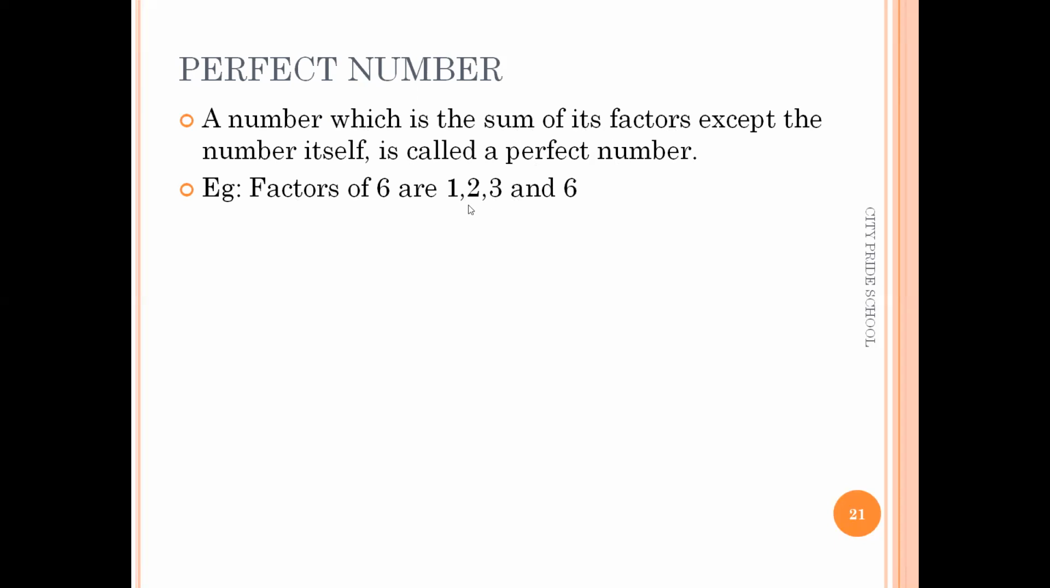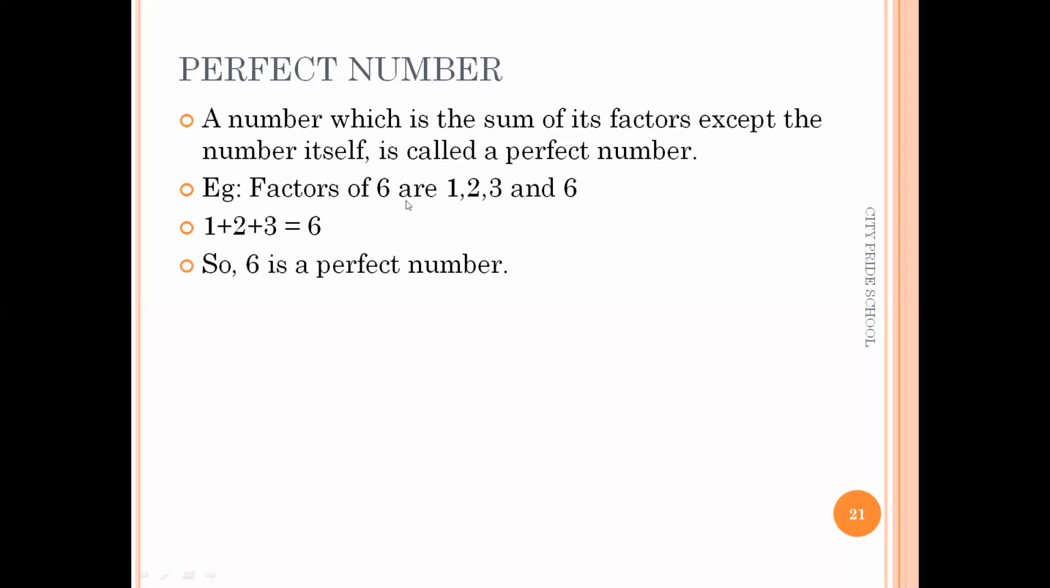We have to find the sum of its factors, but except 6. 6 we cannot take, except the number itself. That is the condition. So when we add these three numbers, 3 plus 2 is 5 and 5 plus 1 is 6, which is equal to 6. It means 6 is a perfect number.